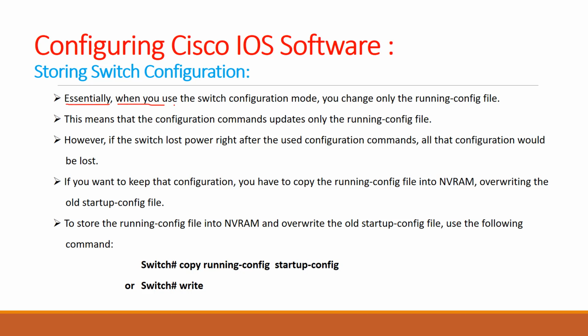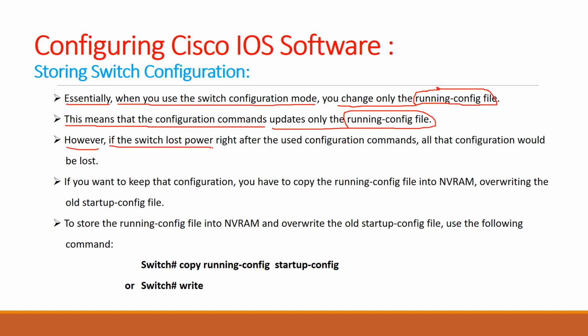Essentially, when you use the switch configuration mode, you can change only the running configuration file, or the running config file. This means that the configuration commands update only the running configuration file. However, if the switch lost power right after the configuration commands were used, all the configuration would be lost, because it is stored in RAM, and RAM doesn't keep its contents in case of power loss or reload.